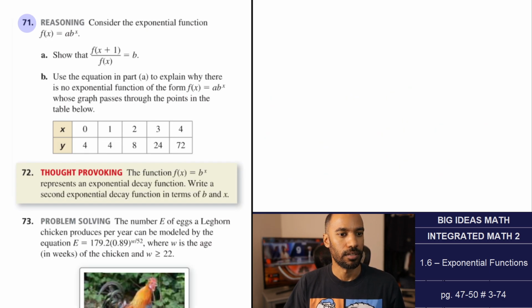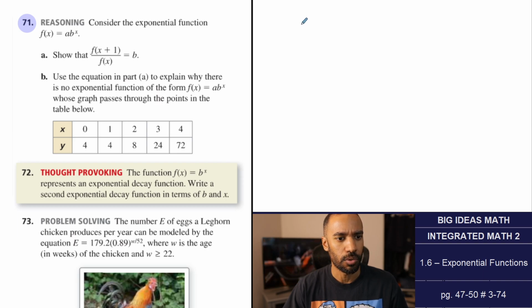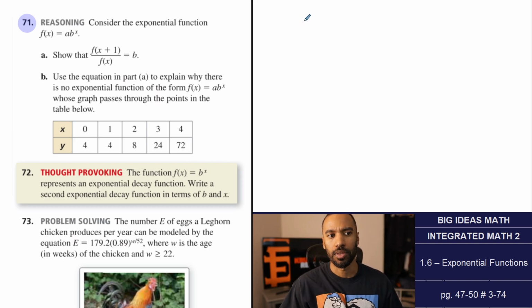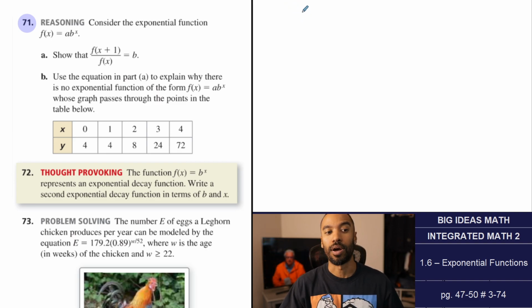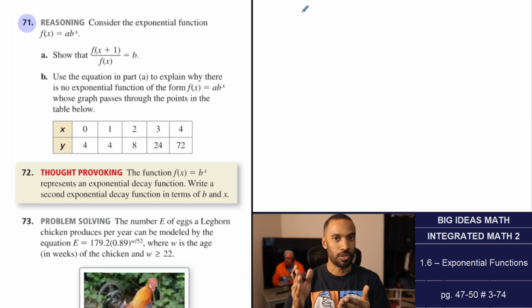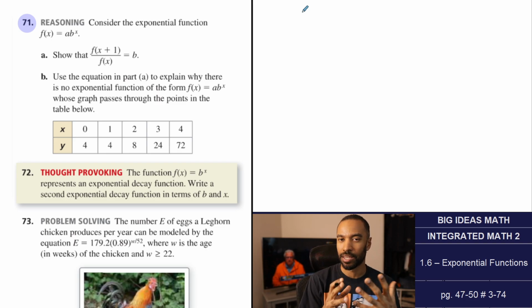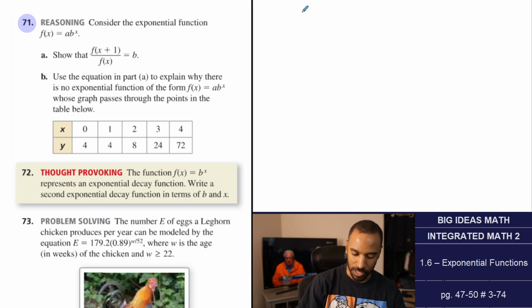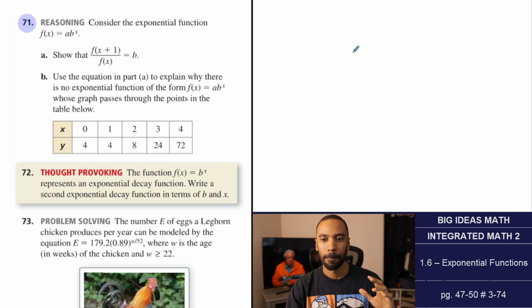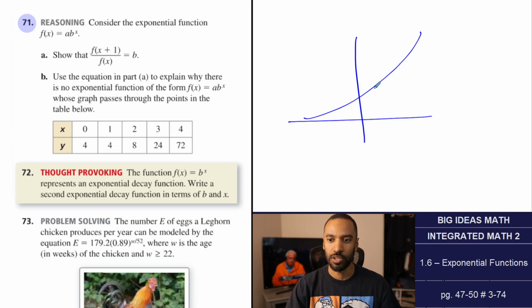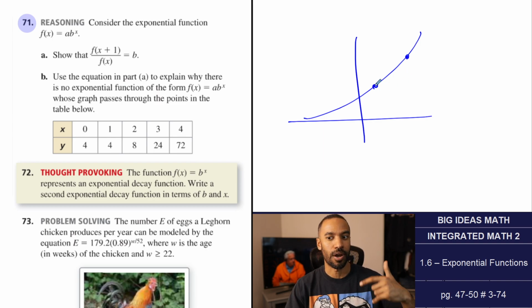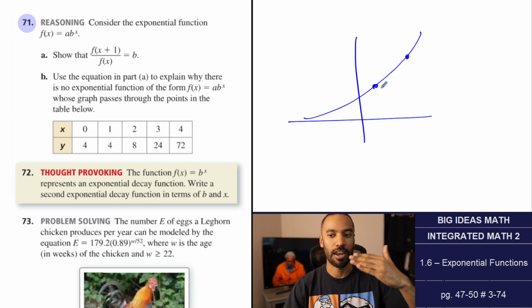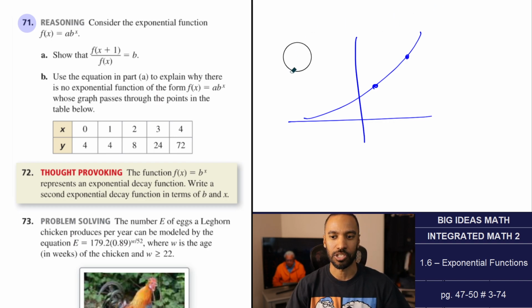Number 71. Consider the exponential function f of x equals a times b to the x. Show that f of x plus 1 over f of x equals b. Okay, so I will. But what they are asking you to do is show that f of x means y, so the value of y that you get when x is this number. They're saying, show that when you divide this y value by this y value on an exponential function graph, you basically get the growth factor. You know how we do times 2, times 2, times 2? That this divided by this basically equals 2. That's what they're asking you to do.